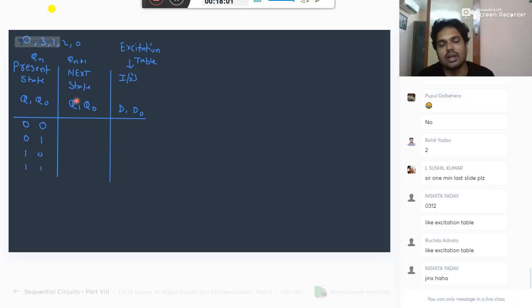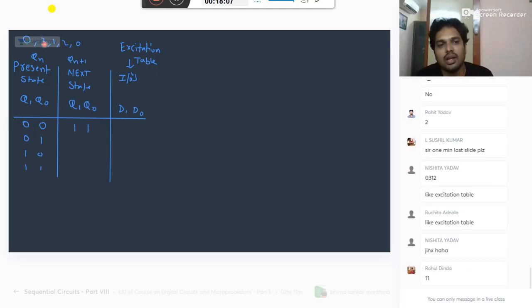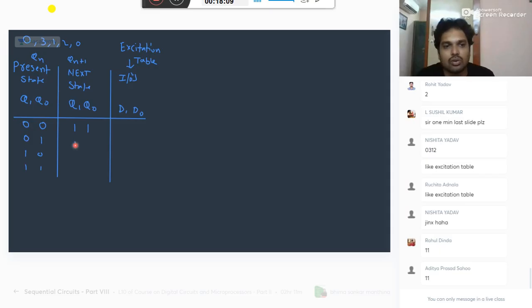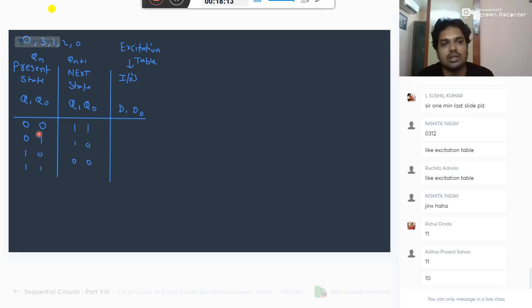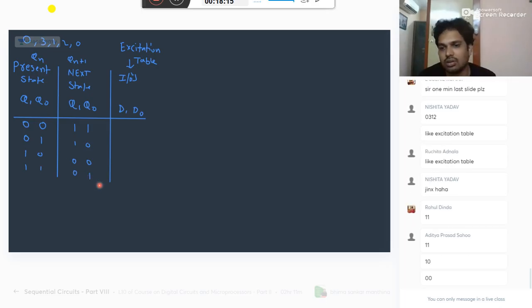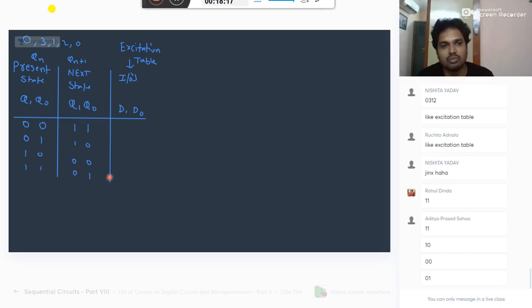So next state: what you want according to the question. For 0, what next state do you want? 3. Similarly, for 1, the next is 2. For 2, the next is 0. And for 3, the next is 1. Up to this, is it clear how to fill the table? This is according to the question of the examiner.